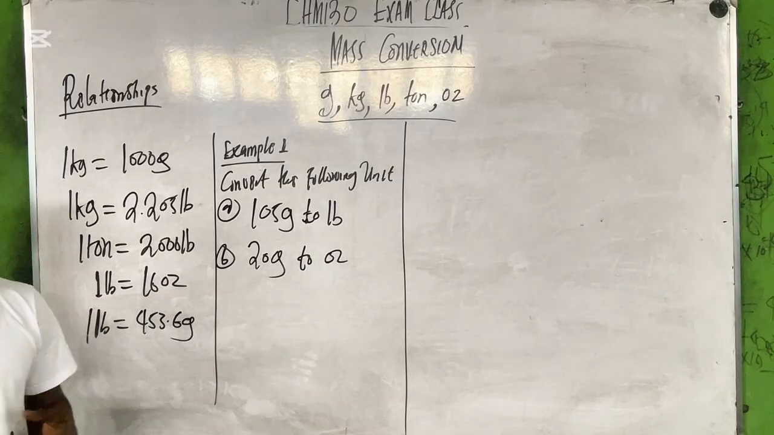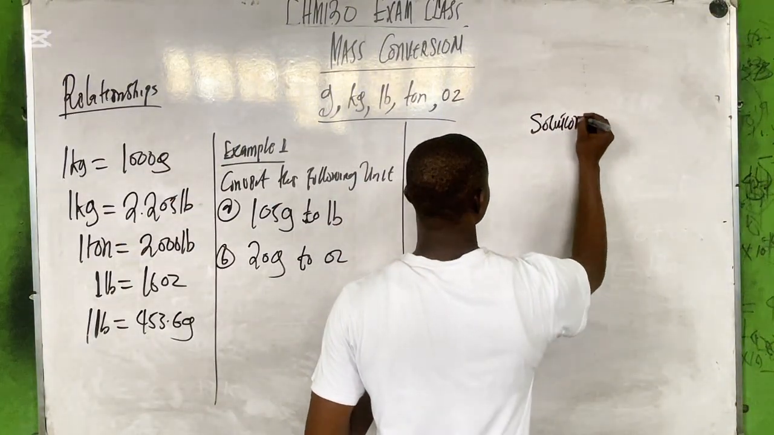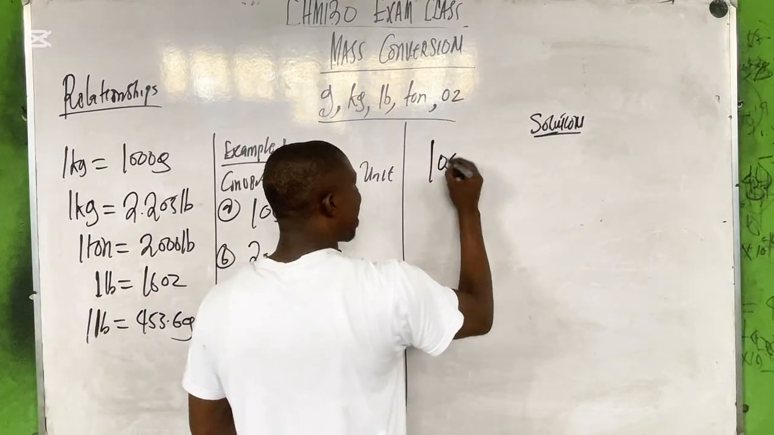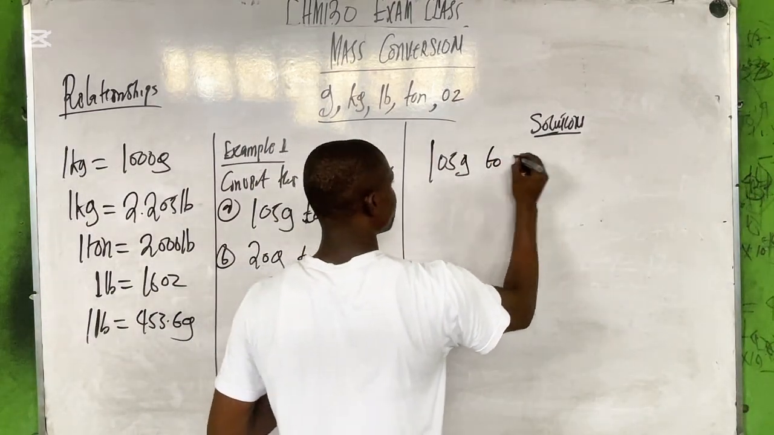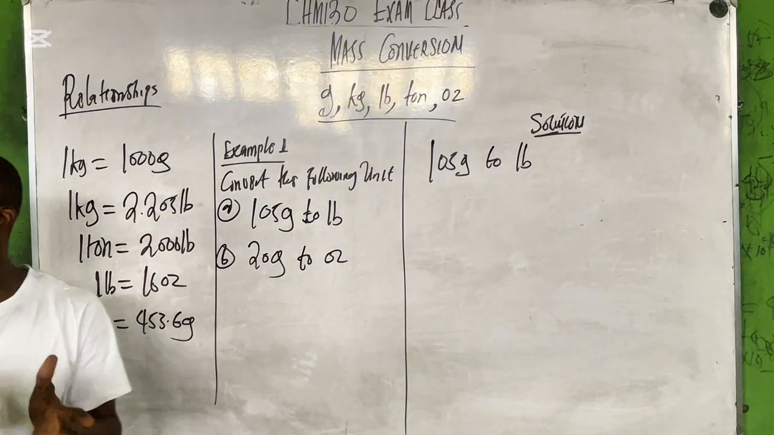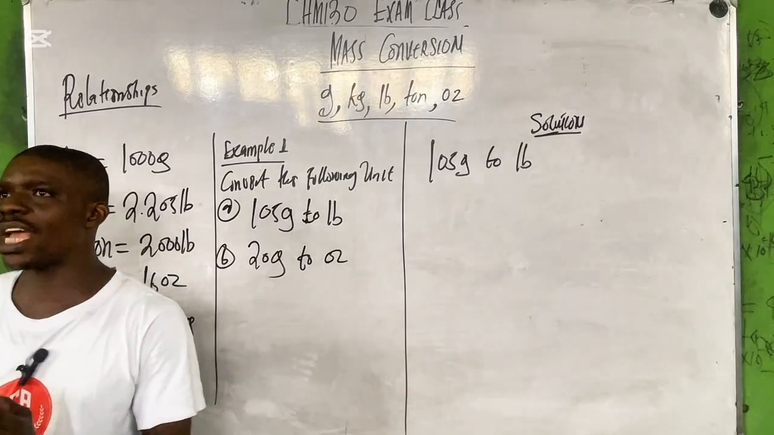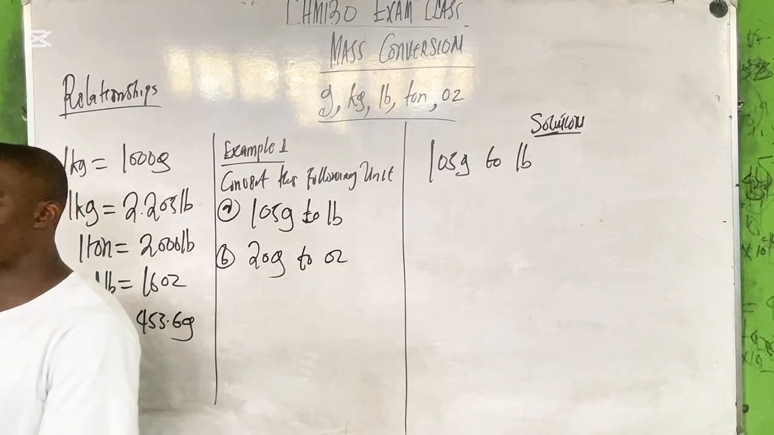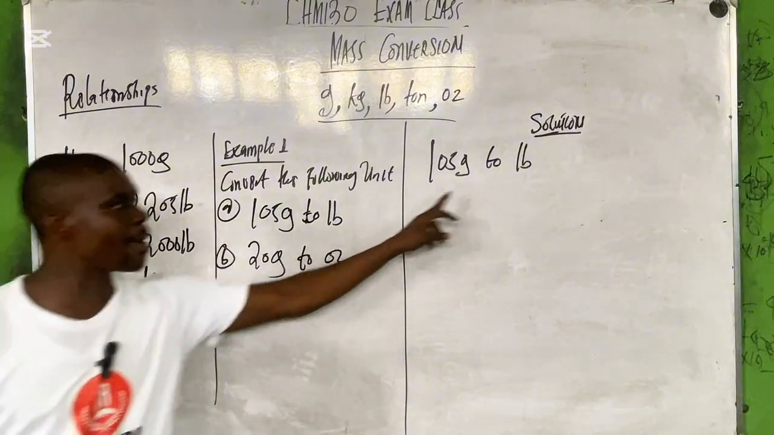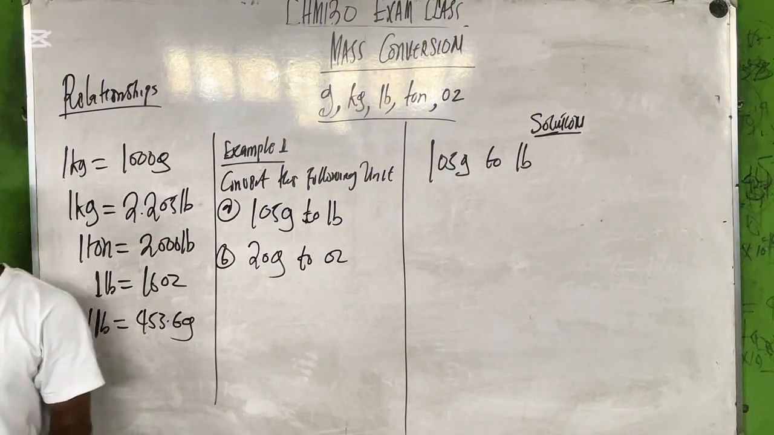Please don't write. Listen to me carefully here. Solution. So, 105 gram to pounds. Now, you are converting from gram to pounds, right? So the first thing you want to ask yourself is, what is the relationship? We know that gram and pounds have a direct relationship, which is 1 pound equals 453.6 gram, right?